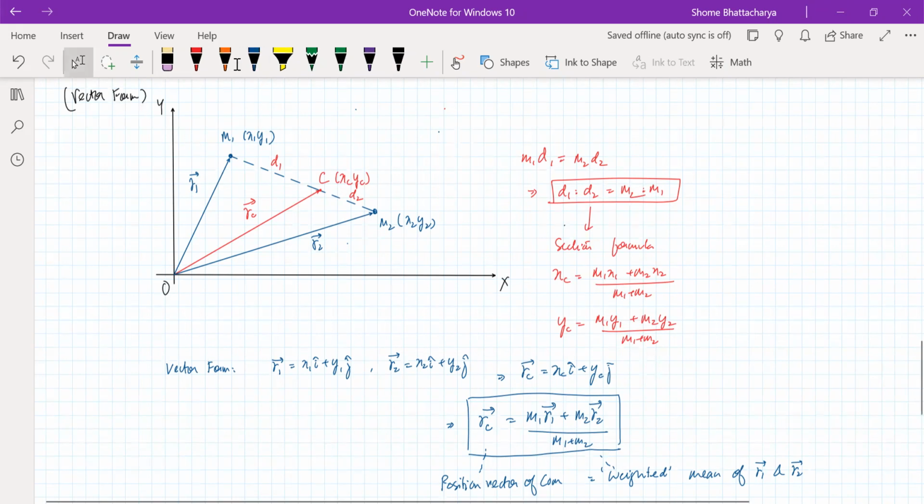Whereas if it had been, for example, only R1 plus R2 by 2, that would have been the arithmetic mean position. So it's arithmetic mean only when the masses are equal, so equal weightage is given. Yeah, then okay, understood.